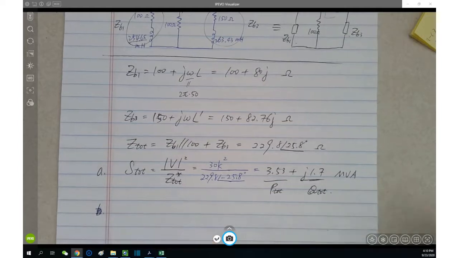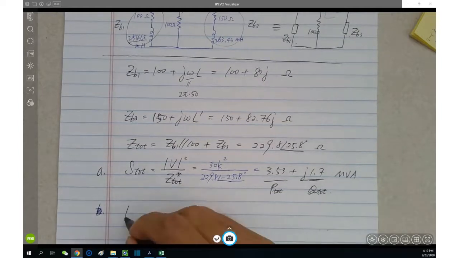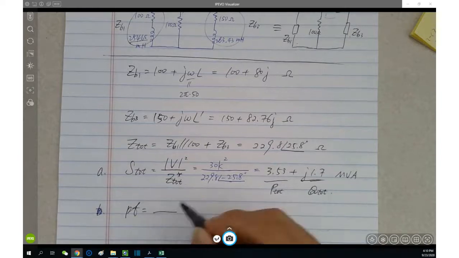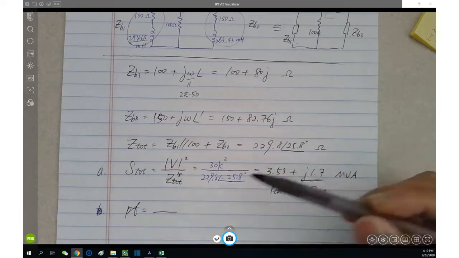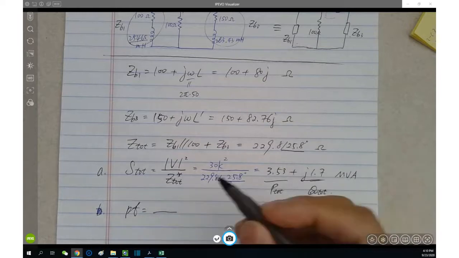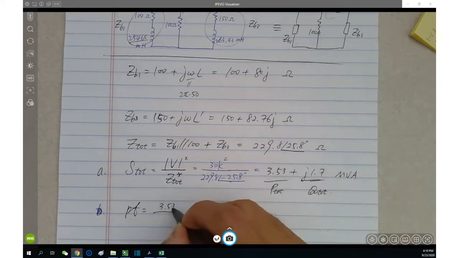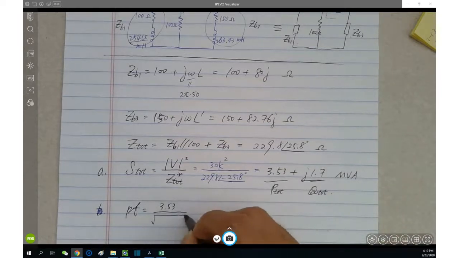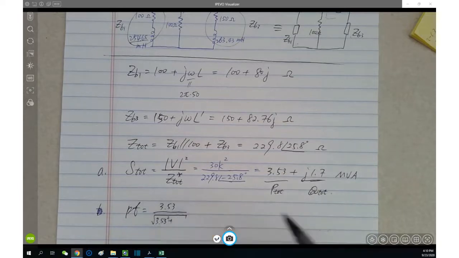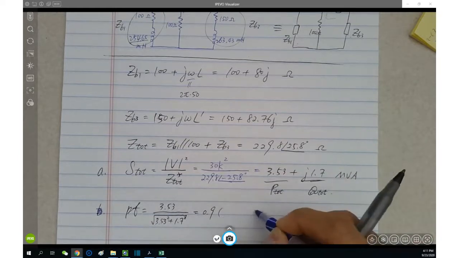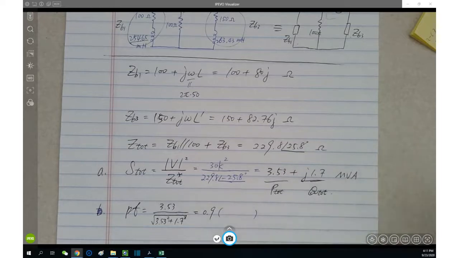A power factor is what? A power factor is very simple, right? I mean, you have active power and apparent power. The easiest way is just to use them. Active power divided by apparent power magnitude, right? And that was 0.9. Of course, if you lose the parentheses, you're going to lose a little bit of points.